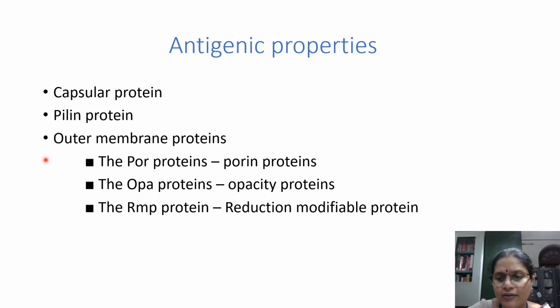So what are these complex proteins that are present in the outer membrane? These three are very important proteins, which are in fact used for other diagnostic purposes and vaccination purposes also. The first one is porin proteins, which are present in the outer membrane. Second one is the Opa proteins, that is opacity proteins. The nature of the protein is a little different from the porin proteins. And the third protein is Rmp protein, which is reduction modifiable protein. The details you don't need, just remember the names of these proteins so that you can use it for some other purpose.